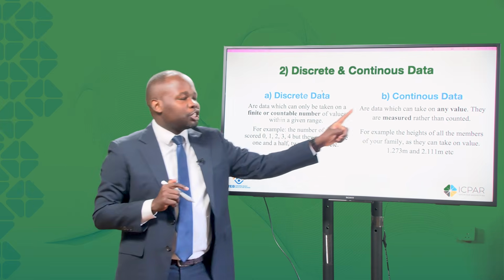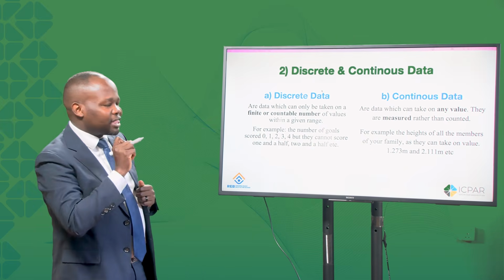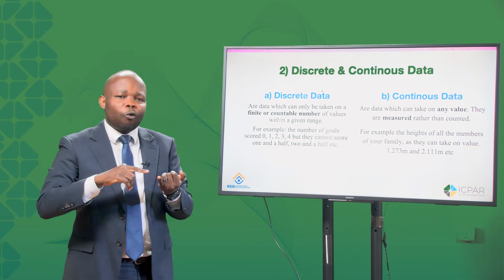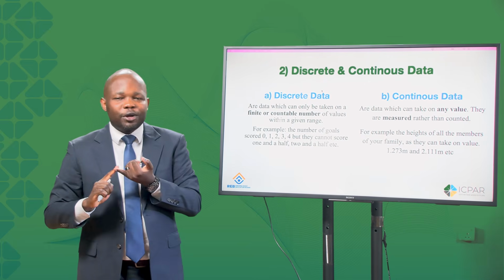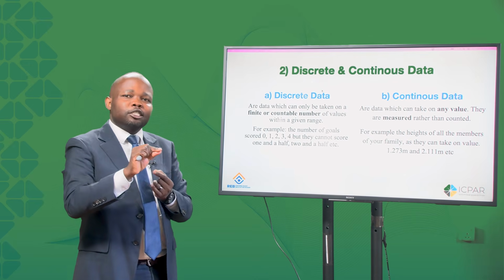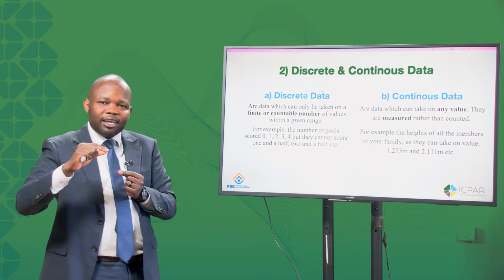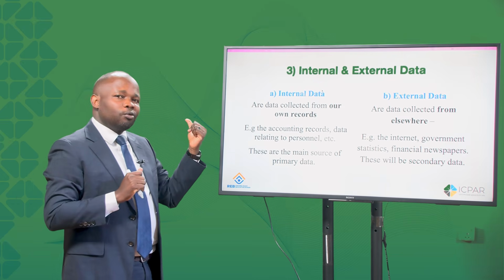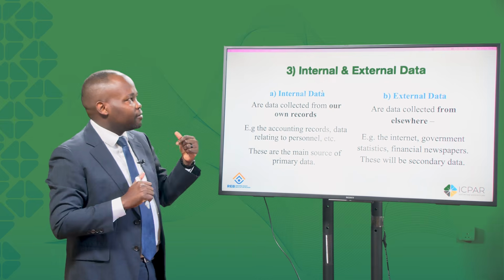On the other hand, continuous data is data where, for example, somebody's height can be 1.2 meters, 1.25 meters, or even 1.3. The key word is it's point something. It's something without an end. While in the other case, we were having discrete, something with an end.